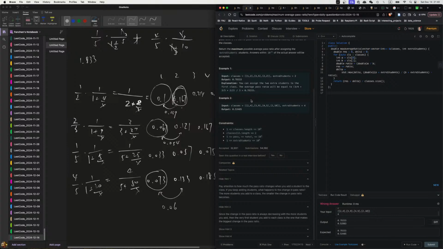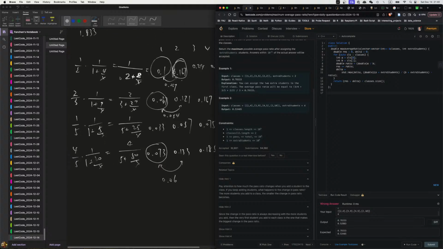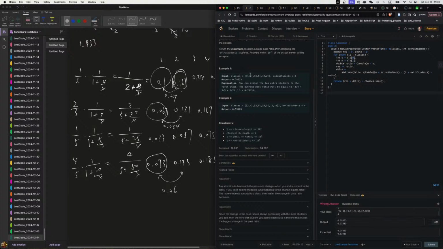Alright, ooh. It's priority queue. Okay, it's priority queue. So what we need is, we need to first get this equation. So for each one, we need to find out, if I add to it, what's the difference, right? The difference.